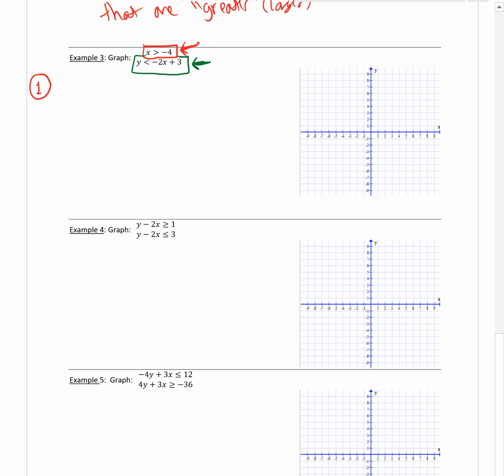I'm going to start with the red one, or the top one. It's x greater than -4. So remember, the first step was you want to isolate y on one side of the inequality, or on the left side of the inequality. But you look at this guy and you say, wait, there is no y. So this one, you can skip step 1. There is no y to isolate, so don't worry about it.